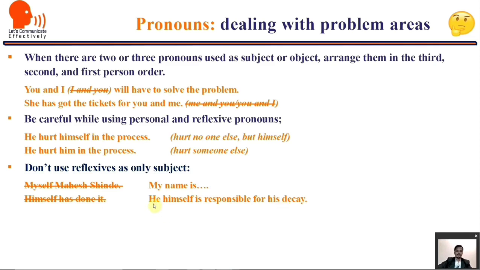Yes, after a noun or pronoun first, we can use a reflexive after that. But we cannot start a sentence with a reflexive pronoun.